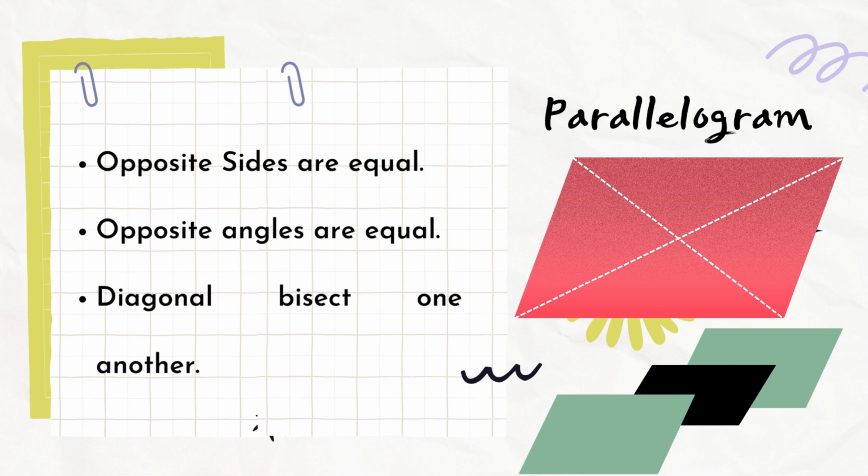Diagonals bisect each other. In yesterday's video I told you that bisect means to divide the line into two equal parts. So the diagonals bisect each other, that means both the diagonals divide each other into two equal parts.